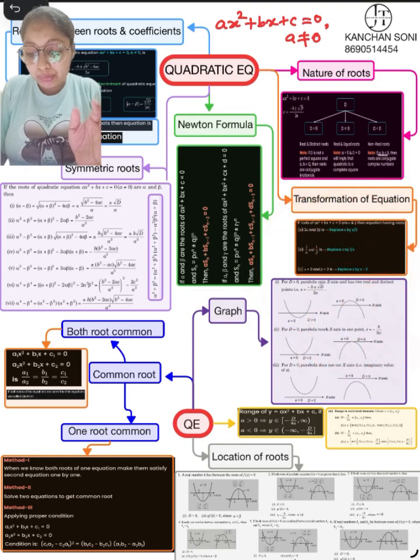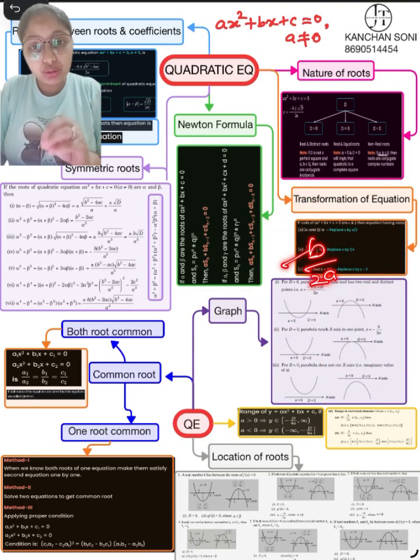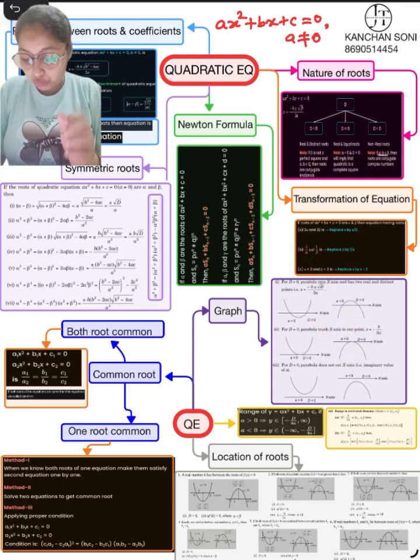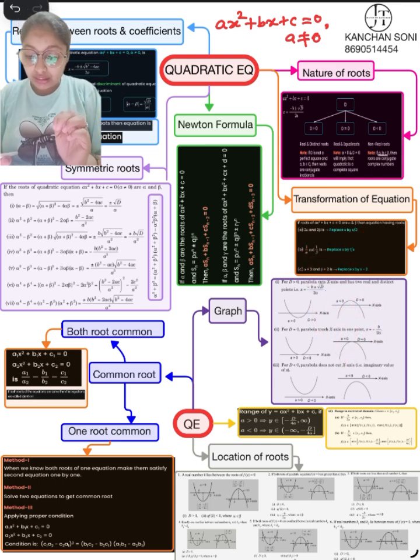And suppose −b/2a doesn't belong to the given interval, then we will check the range from f(x1) and f(x2), whatever the end point values are, we will check those only. Okay, after that the last topic of this chapter is location of roots.